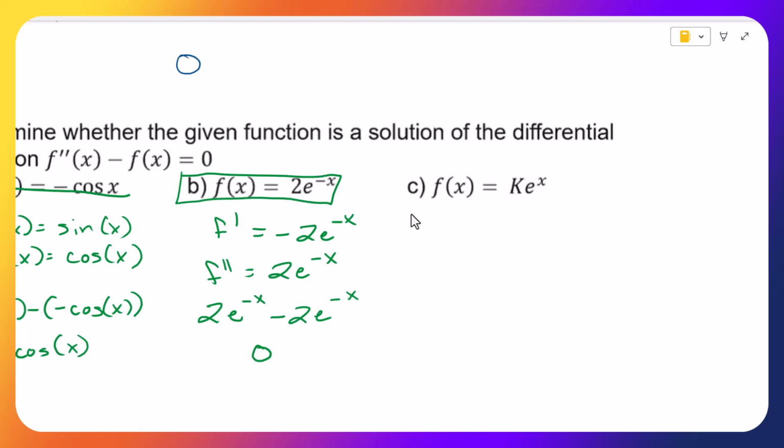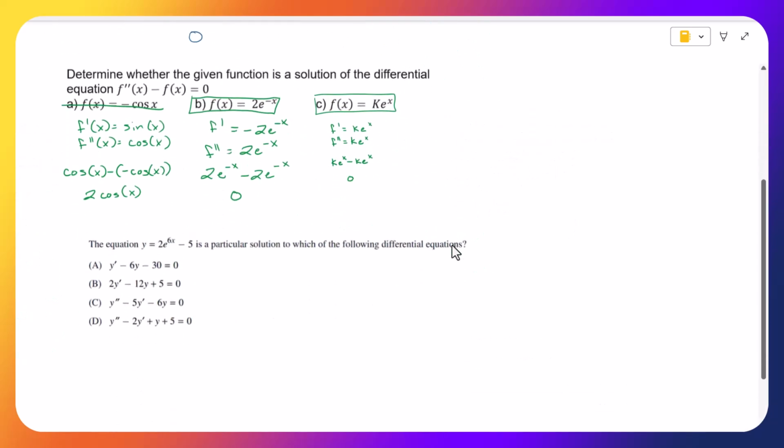So f prime equals k e to the x, f double prime equals k e to the x, and f double prime minus f, so k e to the x minus k e to the x. Well, that's just 0, so this is also a solution. And boom, there's that one right there.